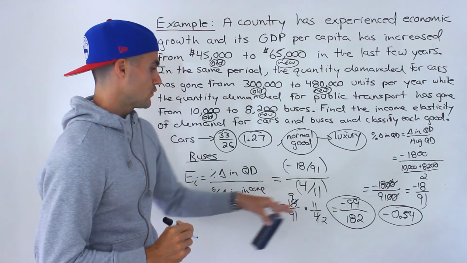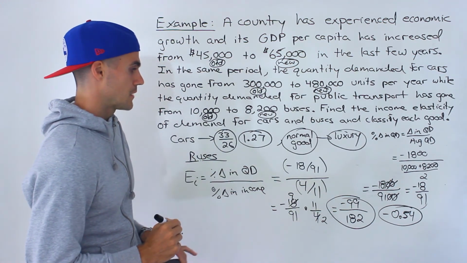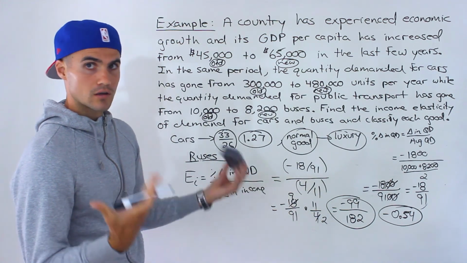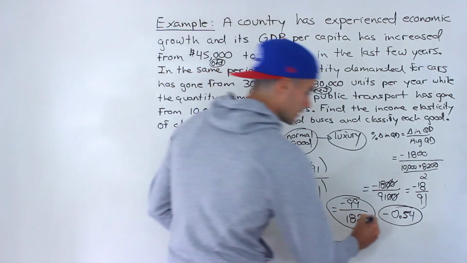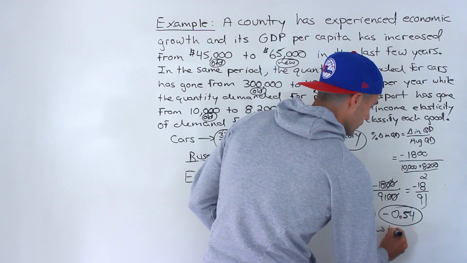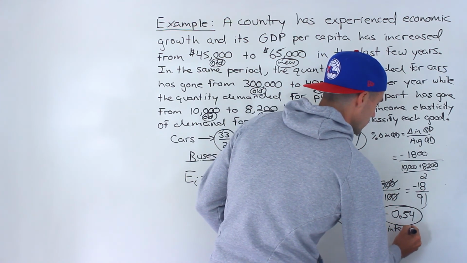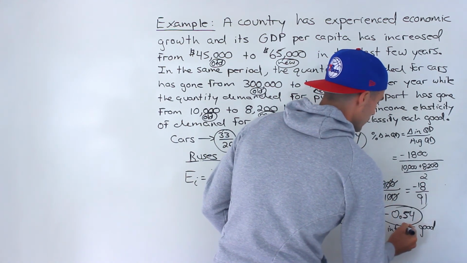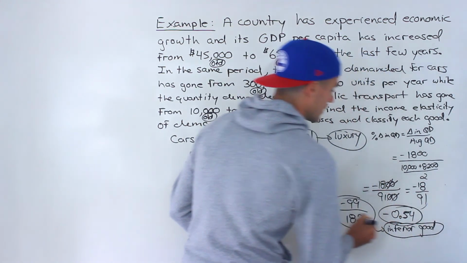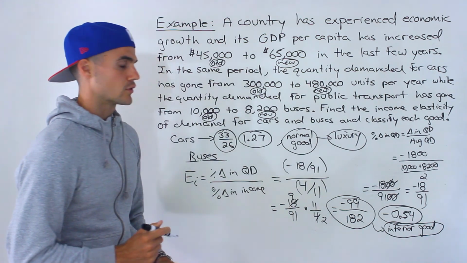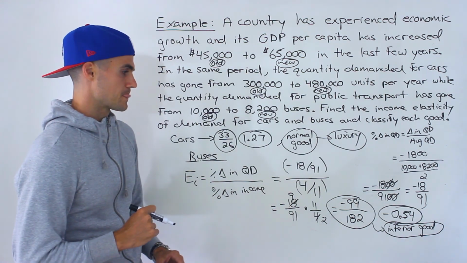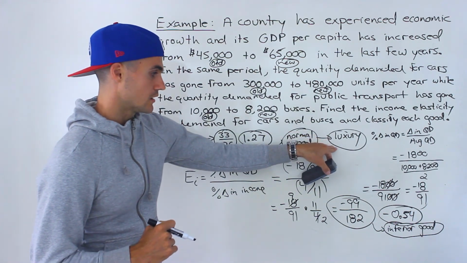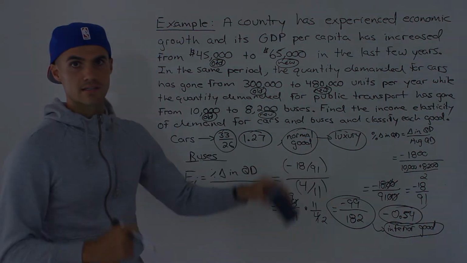All right, so 2 different formats for the income elasticity of demand for buses. Now, because it is negative, what does that mean? What type of good is it? It is an inferior good. And we mentioned in the overview video that usually public transportation will have a negative income elasticity of demand, and it's considered an inferior good in most cases. All right, so the cars, it's a normal good, subcategory a luxury, and then the buses, it's an inferior good.